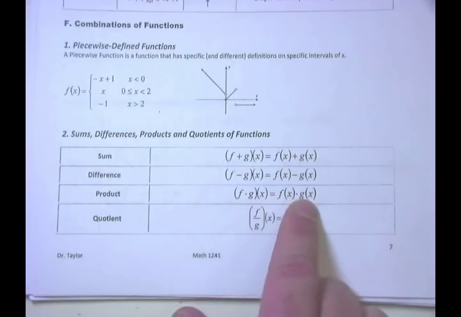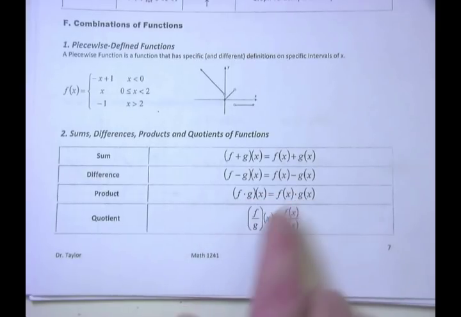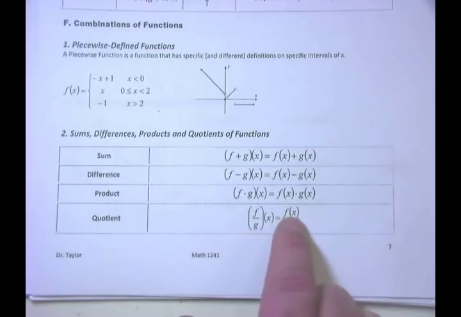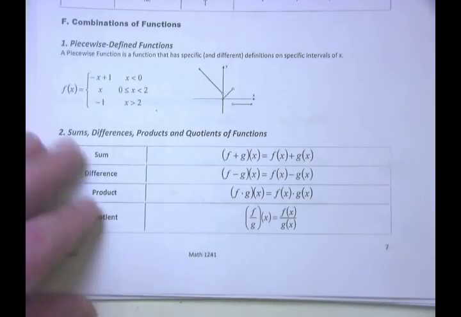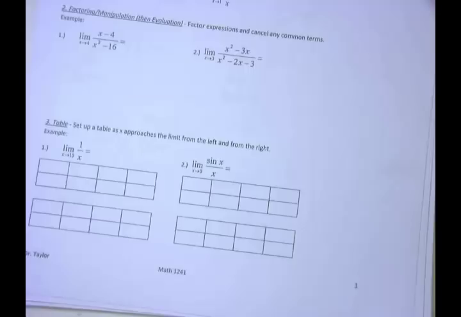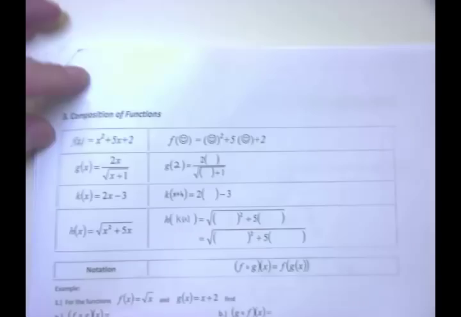F times g, exactly what you're supposed to do. You take f of x times g of x, and f divided by g of x is f of x divided by g of x. And we're going to get back into this when we start talking about major rules of calculus, like product rules and quotient rules and the like. But all this is about that functional notation that you've been beaten to death with since about the 7th grade.